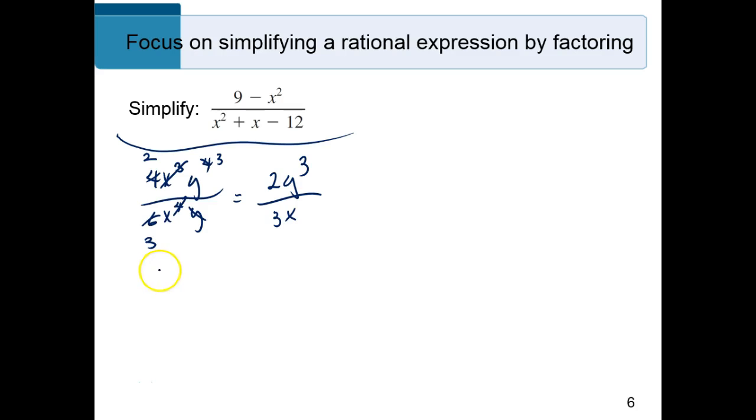Here we have a 10 plus 3x minus x squared over x squared minus 4x minus 5. Now this is a little bit of a problematic problem, okay? What do you notice is an issue with it?